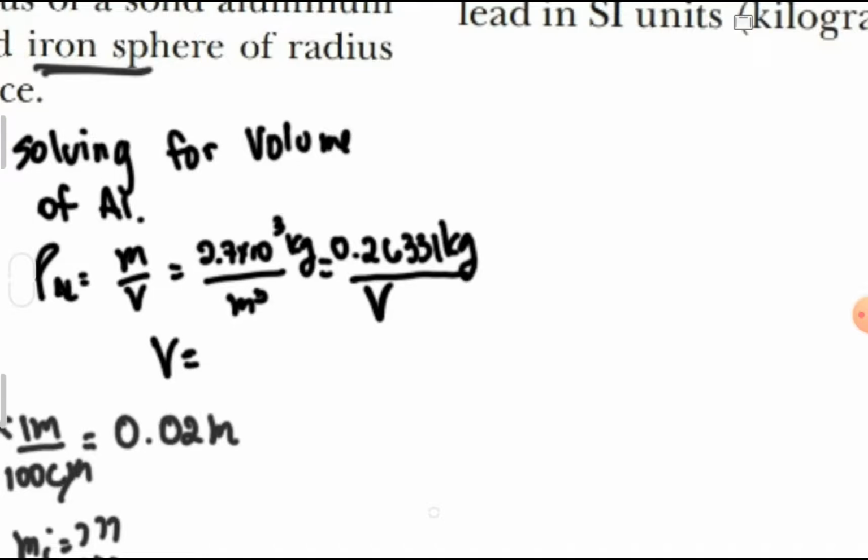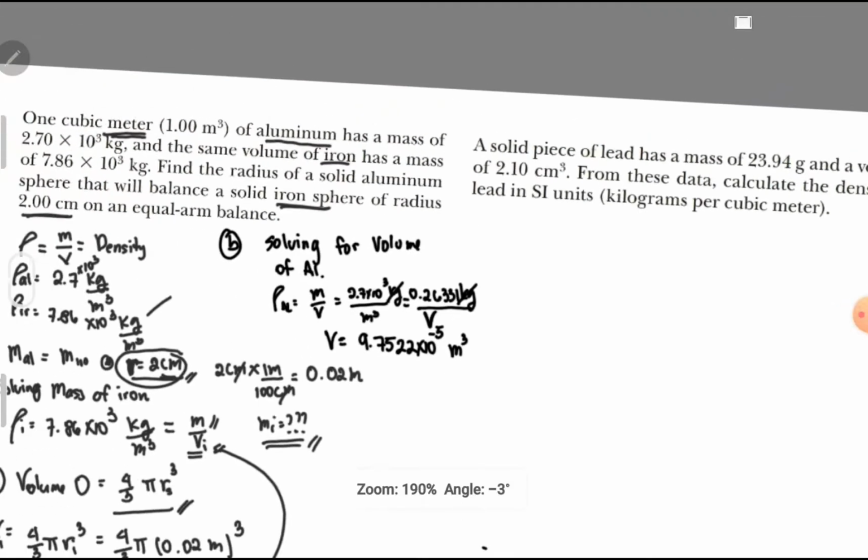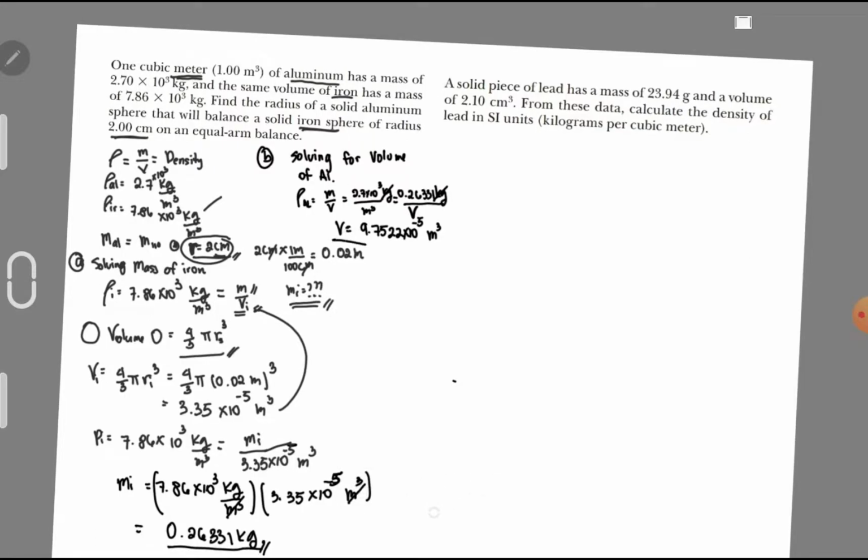we will have a value equal to 0.26331 kilogram divided by 2.7 times 10 raised to 3. Canceling out your kilogram, we'll have a volume equal to 9.7522 times 10 raised to negative 5 meter cube, right? So using this volume, I can get the radius of my solid aluminum.